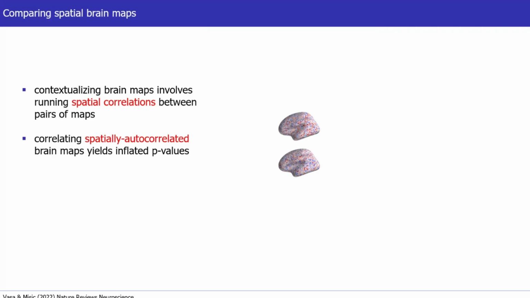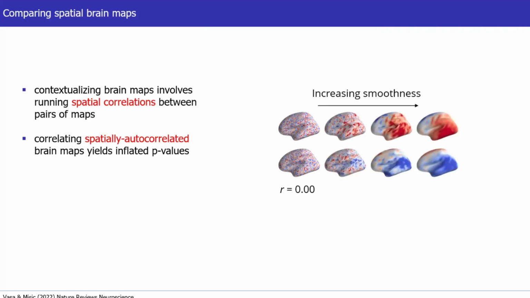The problem is you're going to get inflated p-values. And so here what I've done is generated two brain maps that are completely random. They should not be correlated with each other, and they're not. What I'm going to do now is apply just a simple smoothing filter. I'm going to start to get maps that look a lot like what we see in various imaging modalities. And when you do that, you start to get very, very high correlations that should not be there because the maps were random to begin with.